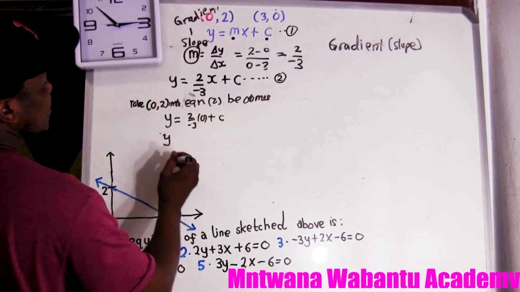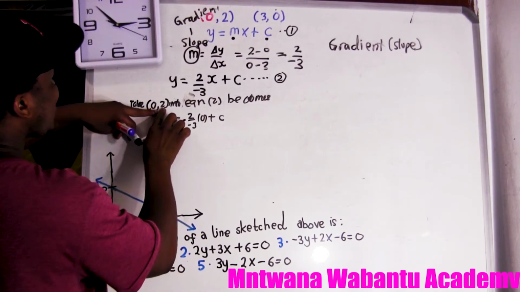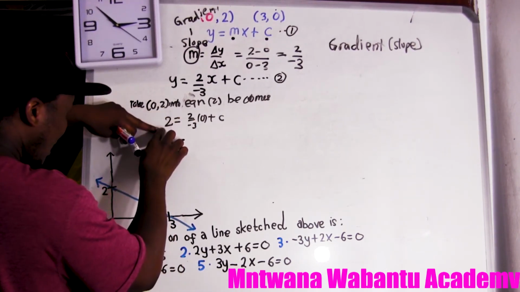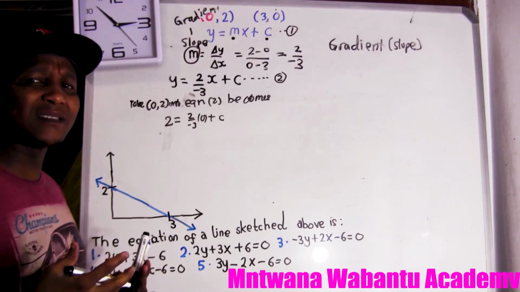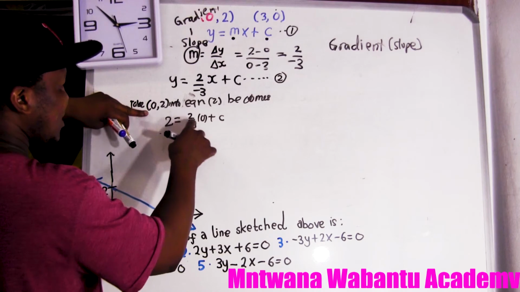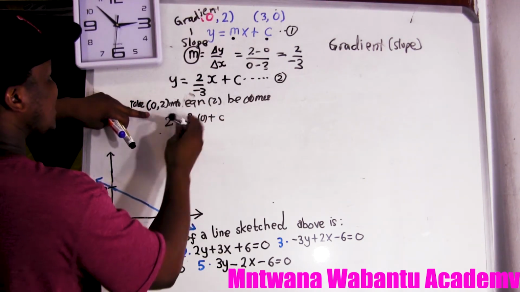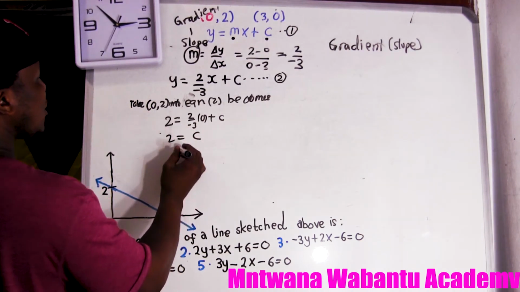So our y, oh my god, sorry, my apologies. What is y? y equals 2. I forgot to substitute. This is grade 4, man. y equals 2 and x equals 0. So everything becomes 0 because x equals 0 here, and y equals 2. So it's going to be 2 equals c. So c equals 2.